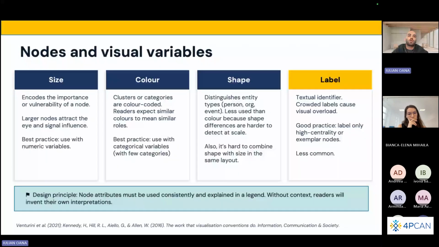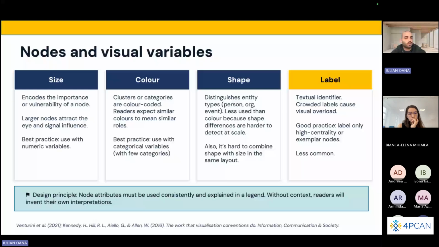So, first of all, when talking about visual variables, we can talk about visual variables at the level of the nodes. And here, usually we talk about size, color, and shape. I put label here with a different color because it can appear, but it's not that common, because a lot of times labels crowd and visually overload the visualization. But let's start with size.